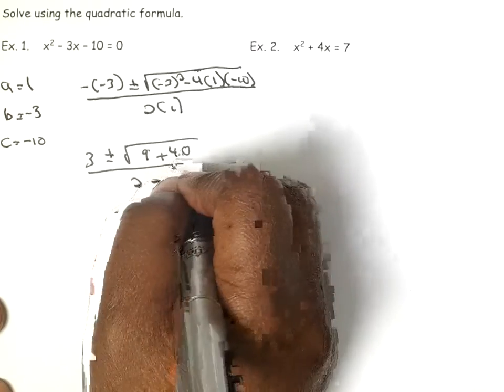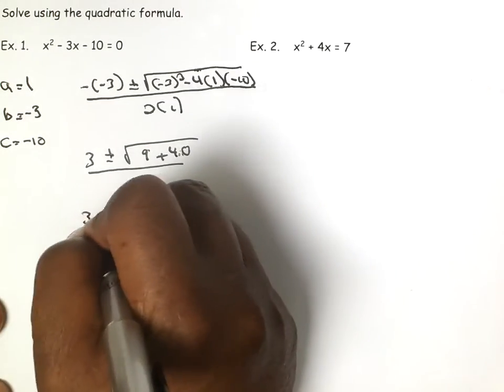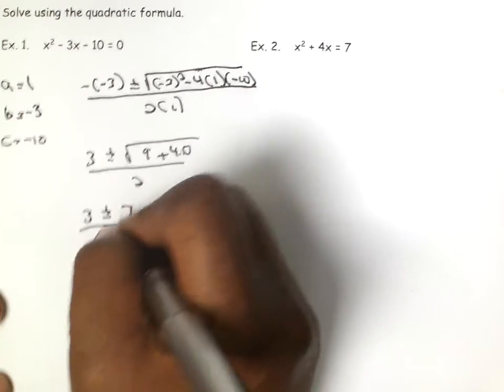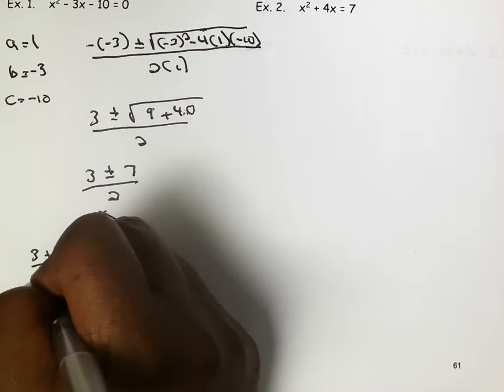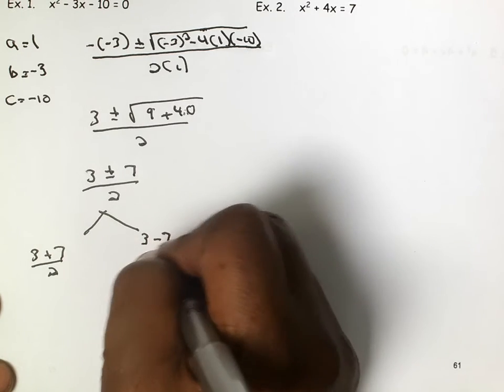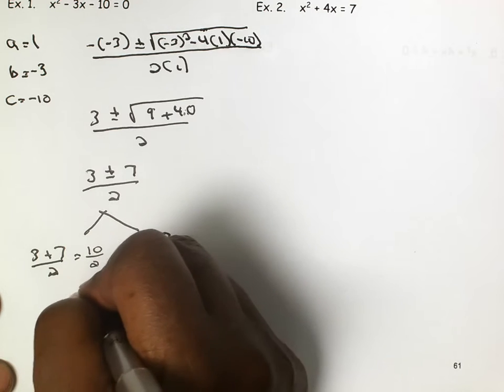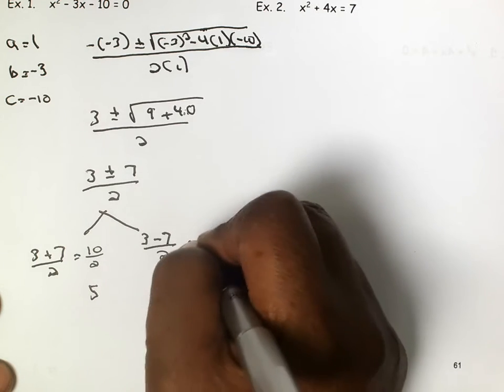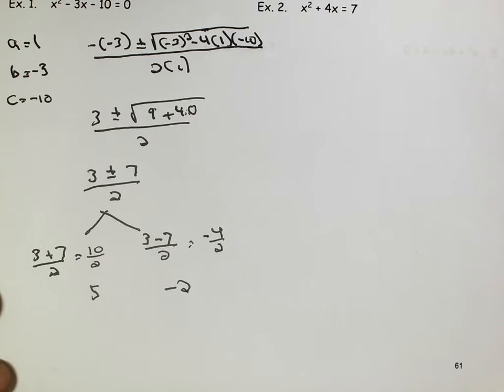So 40 plus 9 is 49. Again, that's a perfect square. So I end up with 3 plus or minus 7 over 2, which is two different answers. One is 3 plus 7 over 2, and one is 3 minus 7 over 2. So this gives me 10 over 2, which is 5. This gives me negative 4 over 2, which is negative 2. So those are our two solutions.